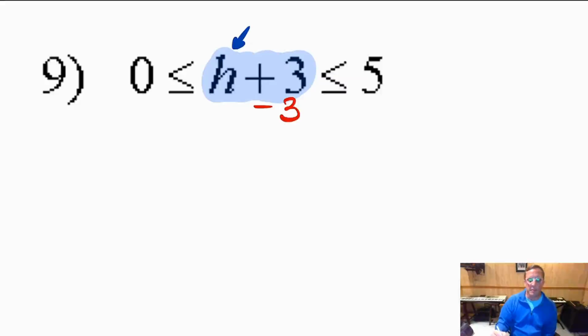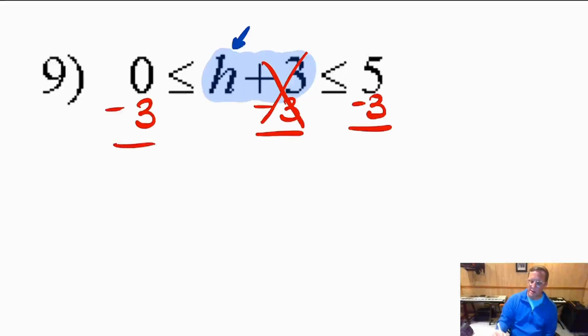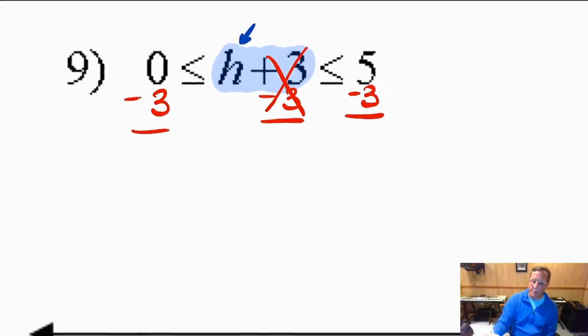there's a couple different sides for this problem. We're going to take it away from the 0, and we're going to take it away from, oops, I did the wrong number. Do minus 3 here, and we're going to do minus 3 there. Those cancel off there, and then let's go ahead and rewrite it. So now we have negative 3 is less than or equal to h, which is less than or equal to 2.